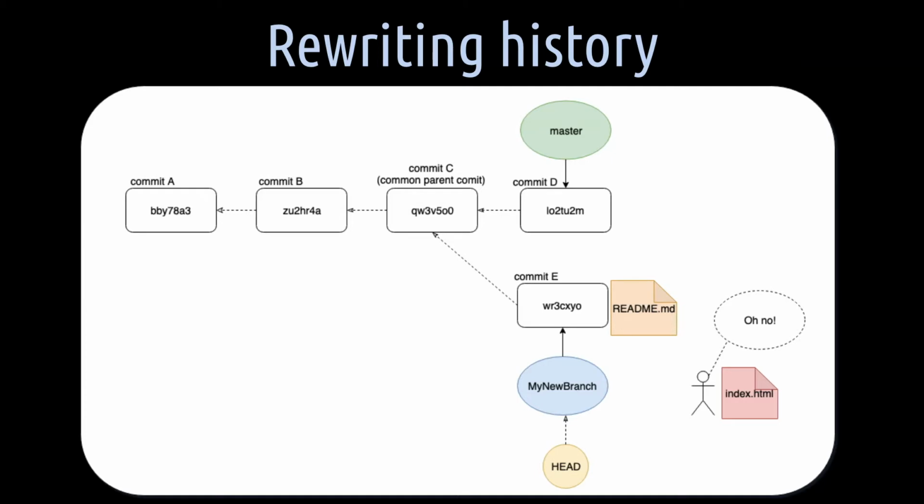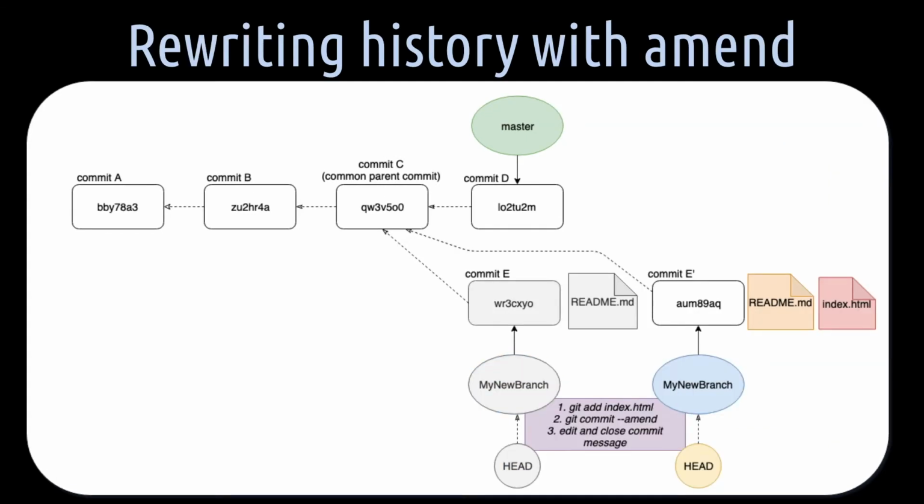Well, actually, we can't. But rewriting the commit history of the MyNewBranch is possible in order to have the index.html file in the same commit as the README file. One way of doing that is to amend the index.html file to commit E. So first we have to add the index.html file to the staging area and then commit with commit --amend.